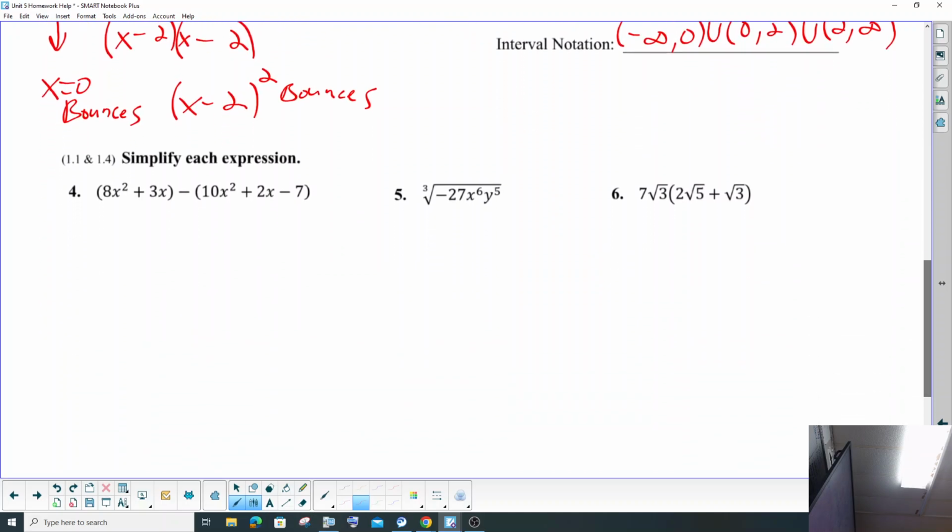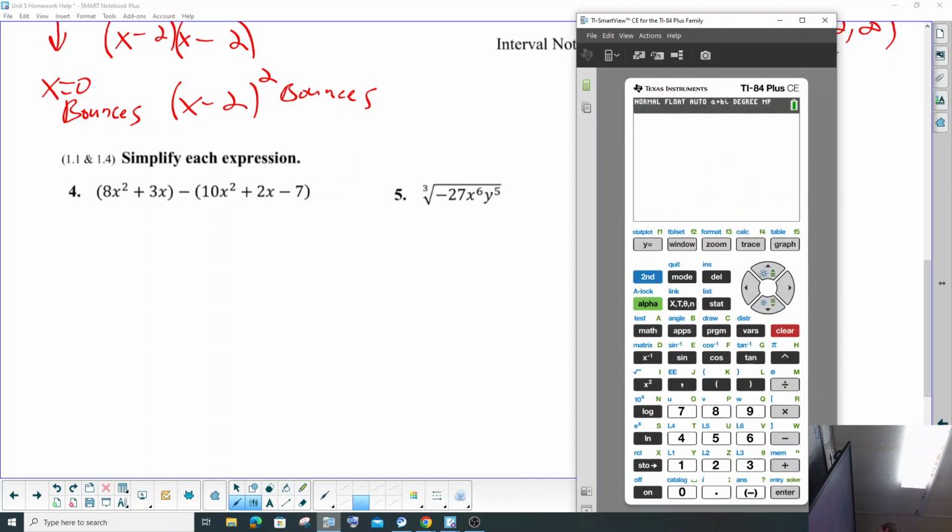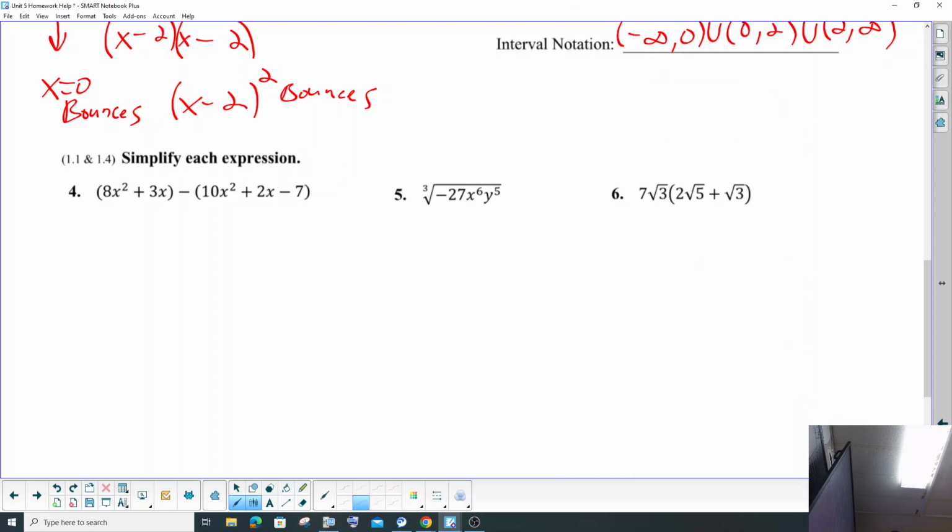Okay, so don't forget to do cube roots. Do you remember how to do the cube root? It's the math button, and it's option 4, cube root. So the cube root of negative 27 should just be negative 3. Yep, so this is a negative 3. There's a triplet of negative 3 that comes out.